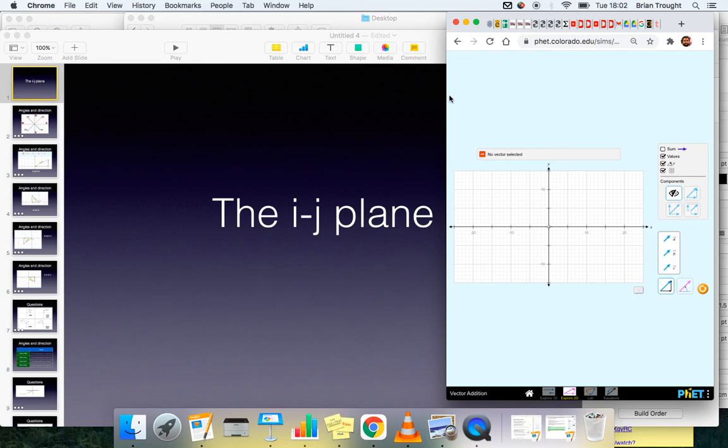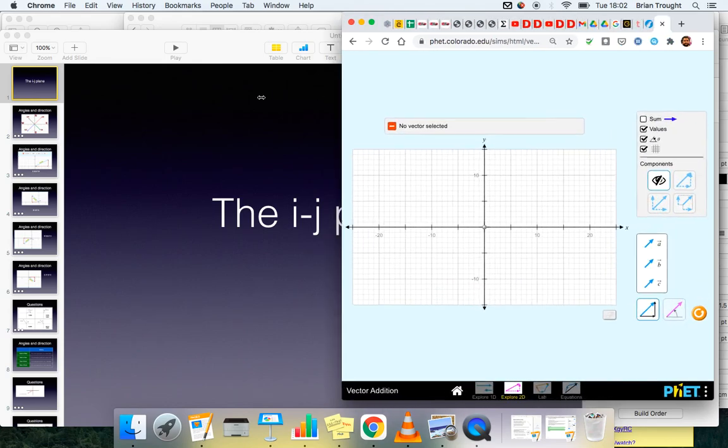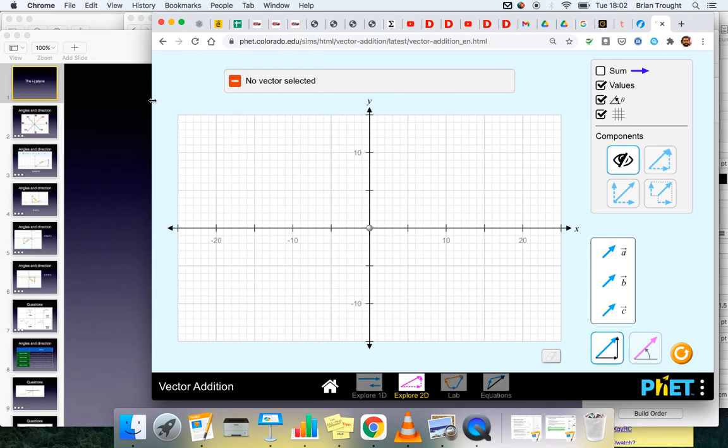We're going to look at the i and j plane. So we have here a plane that is actually an x and y axis. But when we're dealing with vectors, the x becomes what's called an i-axis and the y becomes a j-axis. So instead of an xy plane, we have an ij plane. And we put vectors on that plane.